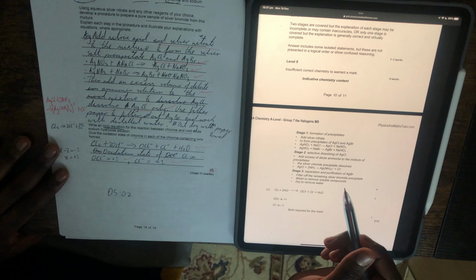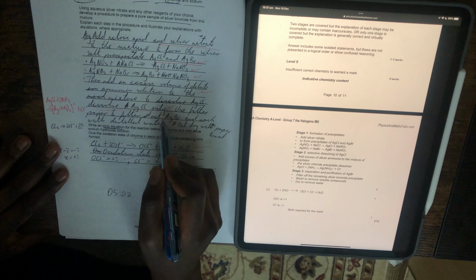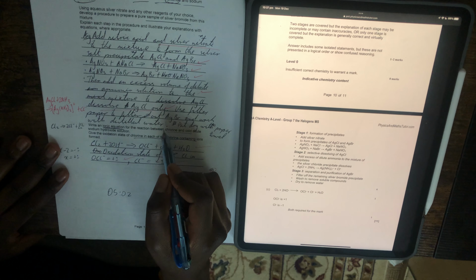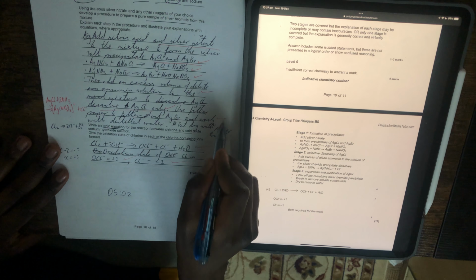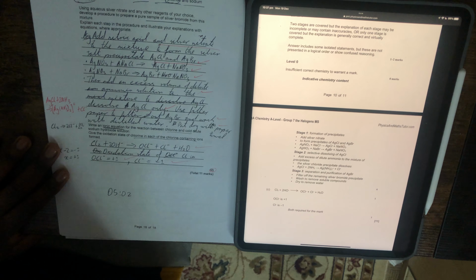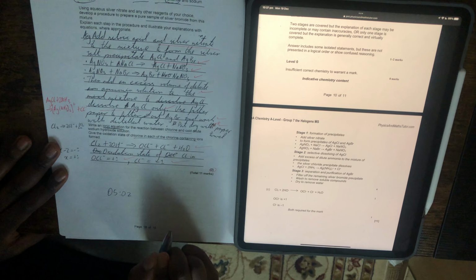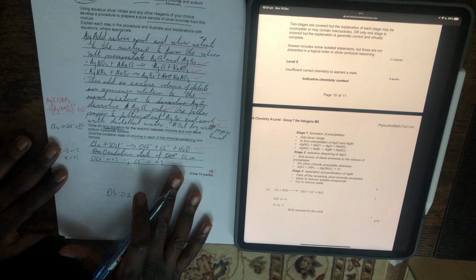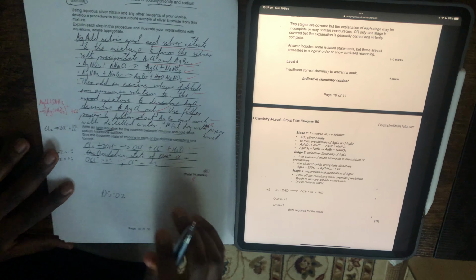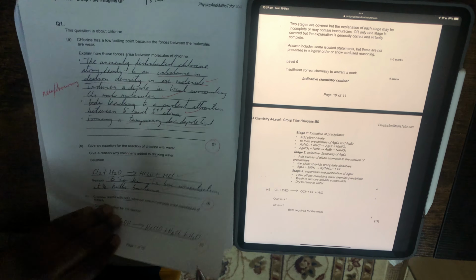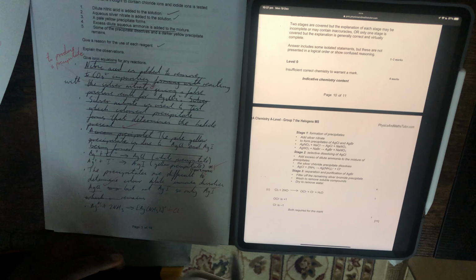Filter off the remaining silver bromide precipitate. So use filter paper to filter out the silver bromide, and then wash with water, and then pat dry. I give myself 5 marks because the ionic equation was quite important there, and I didn't do that, so 5 marks there. So 5, 6, 7, 8. All right, then let's add this all up together and see how much I ended up getting.